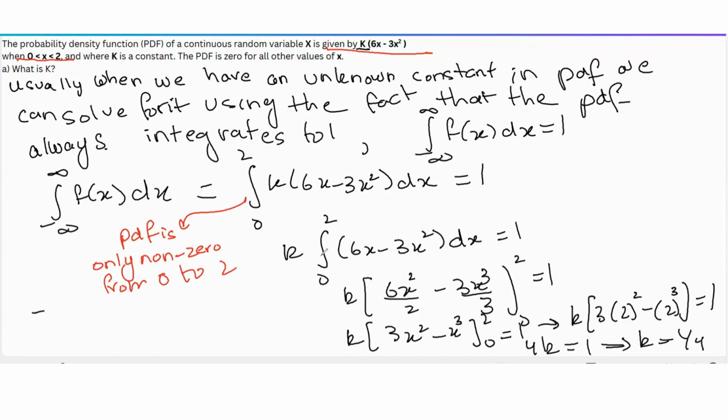Basically, the idea is whenever you have an unknown constant like we had this k here in your PDF, you can usually solve for it using the fact that the PDF is going to integrate to 1. So you can use this property of a PDF.